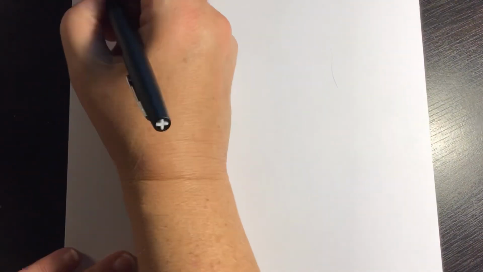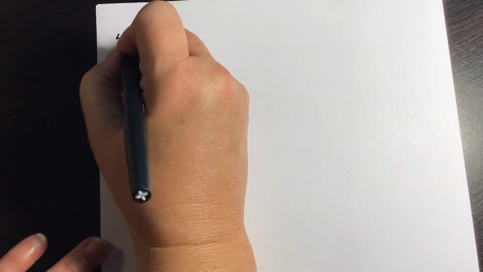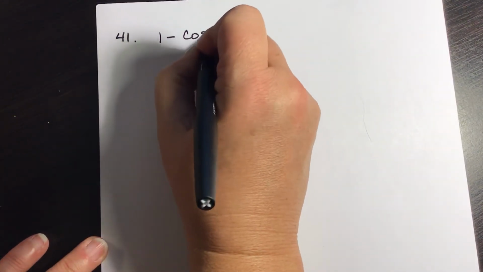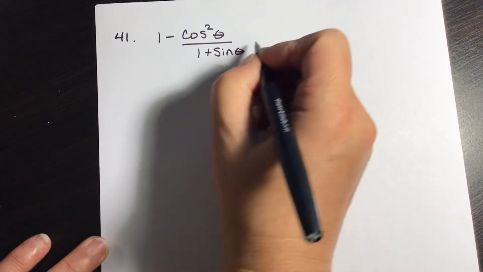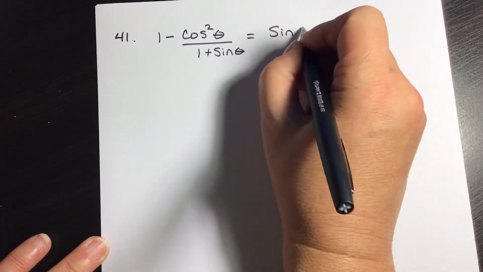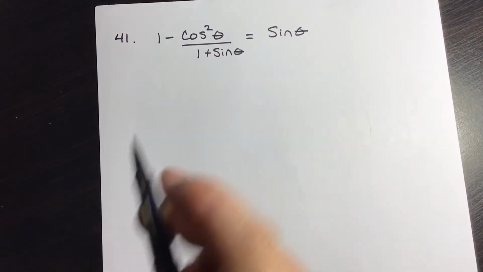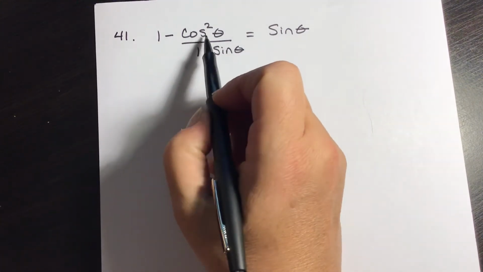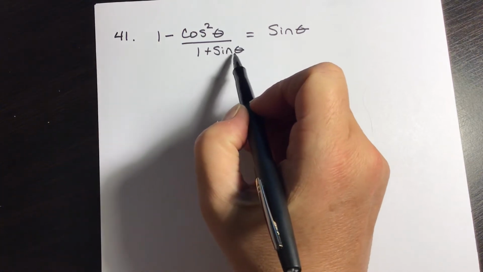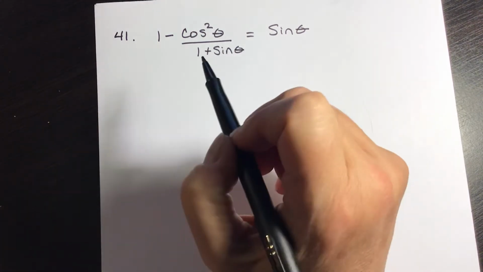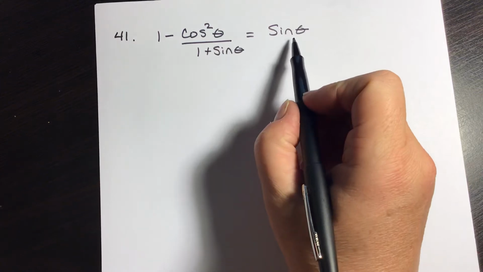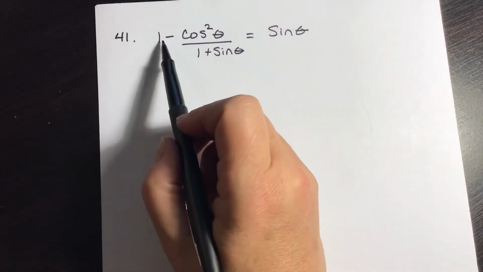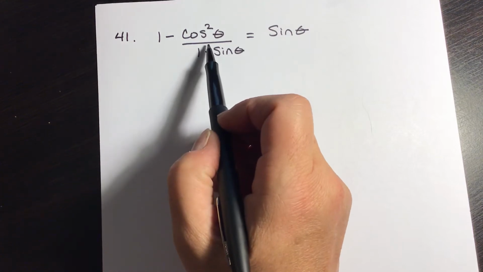All right, next one, number 41. All right, so I have 1 minus cosine squared of theta over 1 plus sine of theta equals sine of theta. So I want to do magic with this side to get it to look like this side. All right, so here we have two terms. One of them is a ratio.